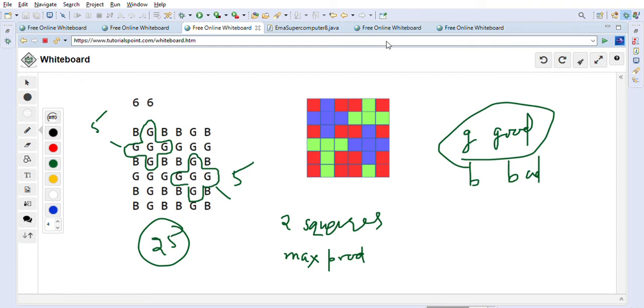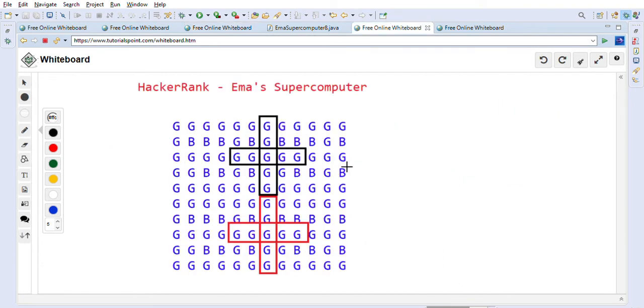I created a bigger example than that. This one is a 10 by 10 matrix, right? Now I have highlighted for you the two possible largest plus signs in this matrix. This black one is one largest plus sign. The area of this one will be 9, right? And this area is also 9, correct? 1 2 3 4 5 6 7 8 9. So these are two possible plus signs.